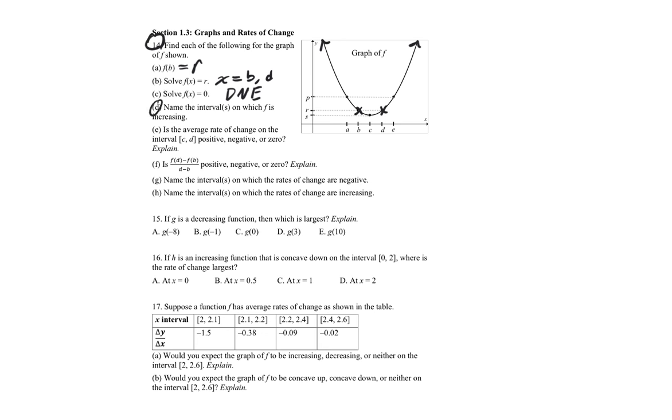Next, we're asked to name the intervals on which f is increasing. So here we can see from c on, our values are increasing, and for our interval, it will be c to infinity. The average rate of change on the interval c to d, and then we're asked, is it positive, negative, or 0? So our points c to d are here, and we can see that's increasing. Therefore, our average rate of change needs to be positive.